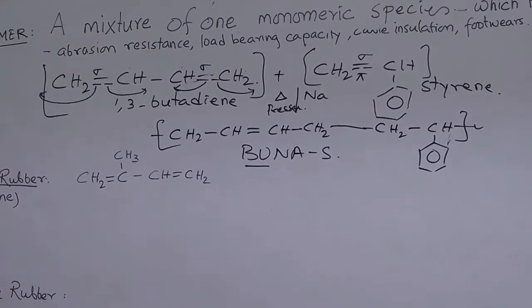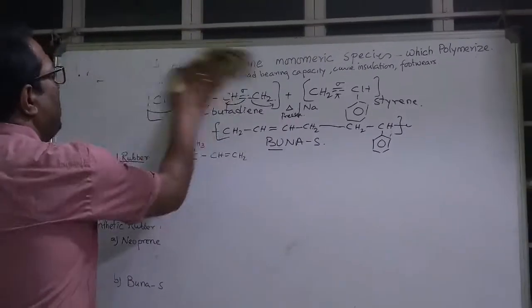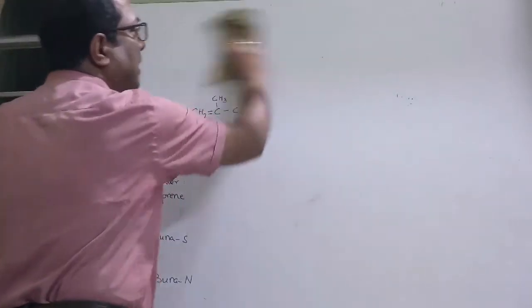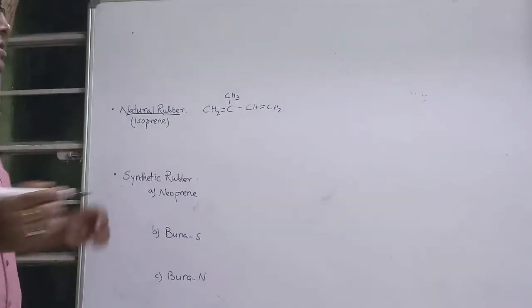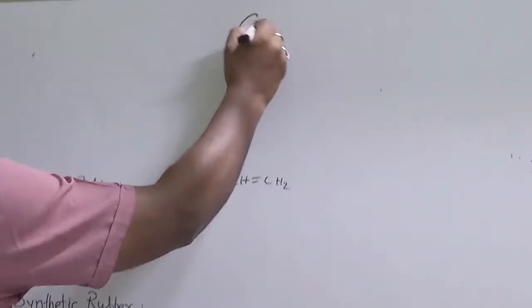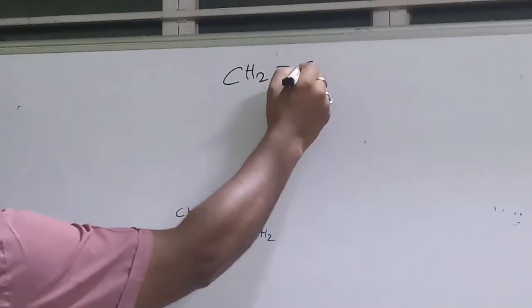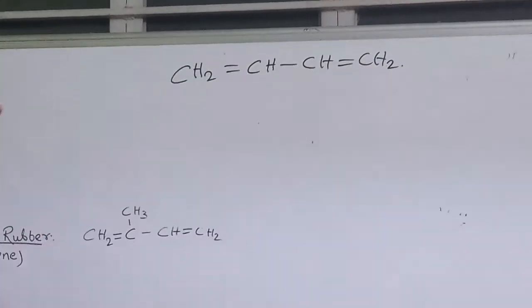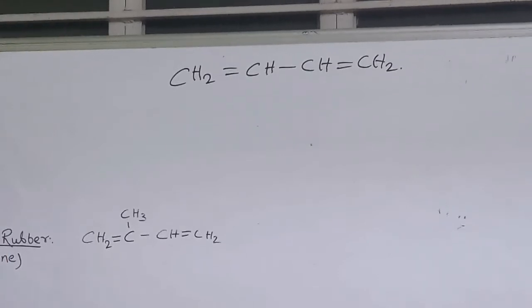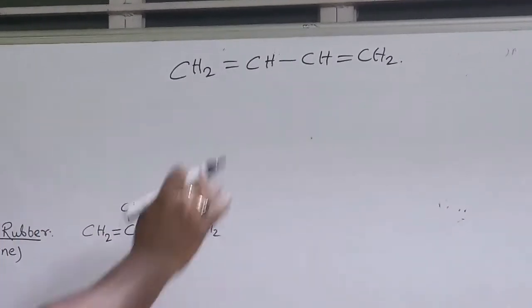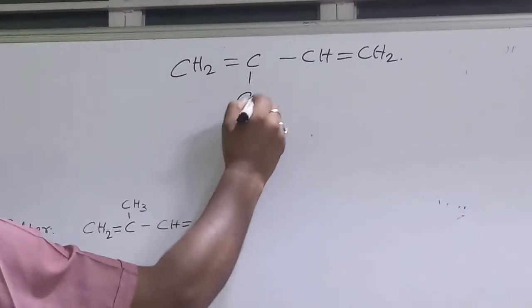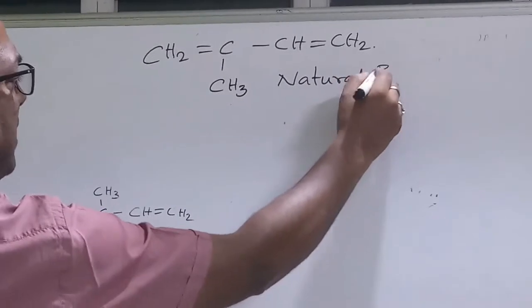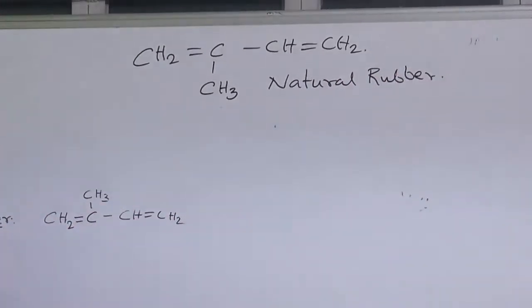Now let us focus more on rubber. Natural rubber: I have already discussed 1,3-butadiene, CH2 double bond CH single bond CH double bond CH2. When a hydrogen is replaced by CH3, it is called natural rubber.